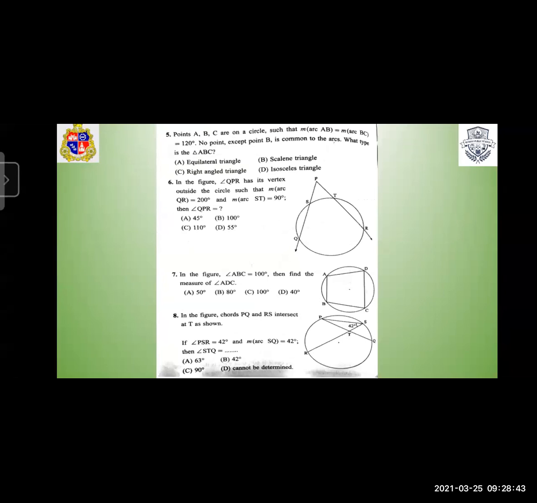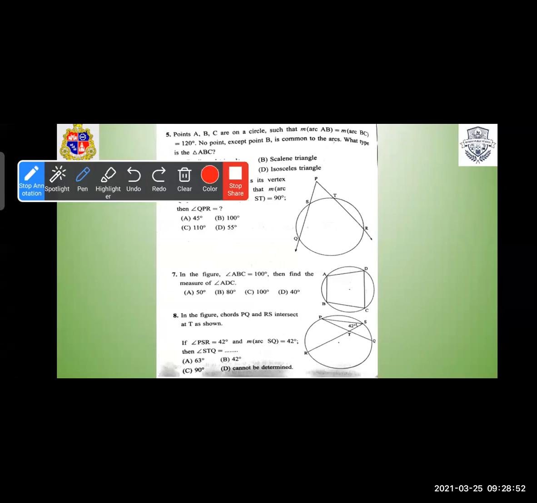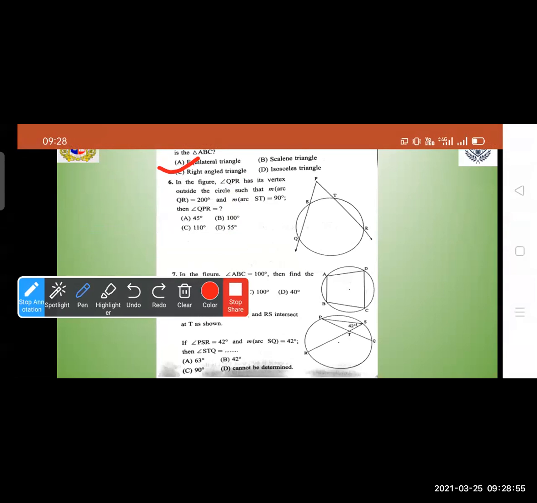Right angle means one side is equal to the square of the other two sides. And isosceles means two sides are equal. So here 120 is given, so the angle is 120, that means that is the equilateral triangle. So option A is the correct one.